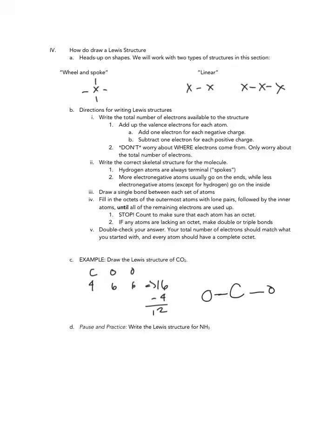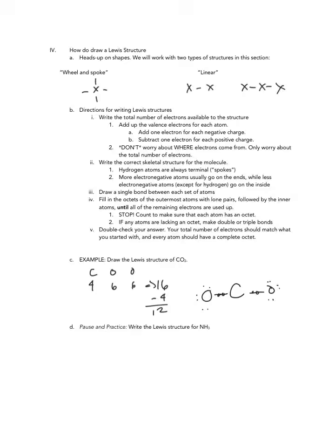Next, what we do is we fill the octets of the outermost atoms with lone pairs until we run out of electrons. We have 12 electrons, so we'll put 3 pairs on each oxygen. Now we're going to go ahead and count up our electrons. 6 plus 6 plus 2 plus 2 gives us a total of 16 electrons. So we've used up all our electrons. But are we done yet?